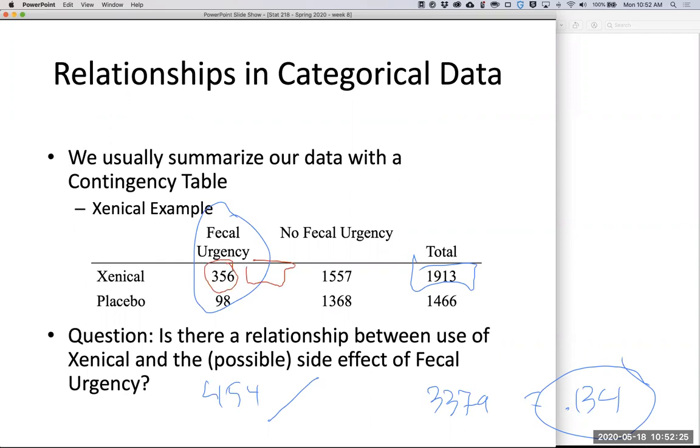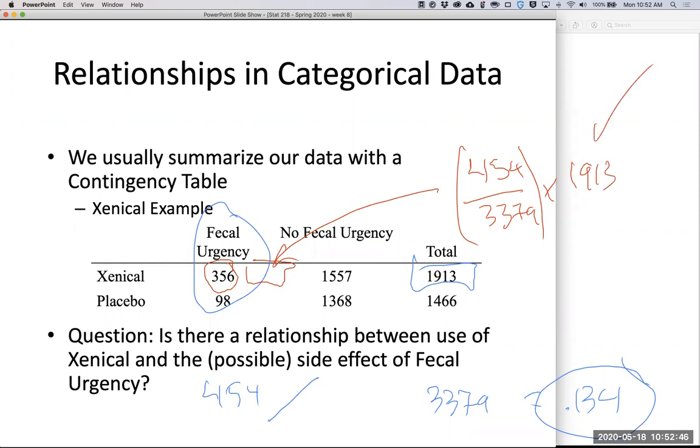The expected number of cases would be found by saying 454 over 3,379 times, then that's the rate, times 1,913. The row total, 1,913, times the column total, 454, over the total of the whole of the table, 3,379. I believe that gives us 257.0. 257 is the expected count for that Xenical taking fecal urgency experiencing group.